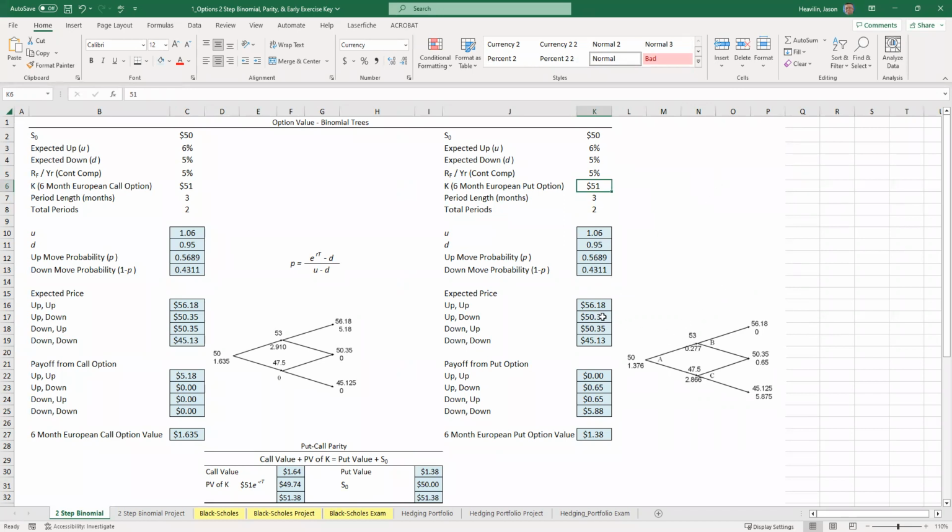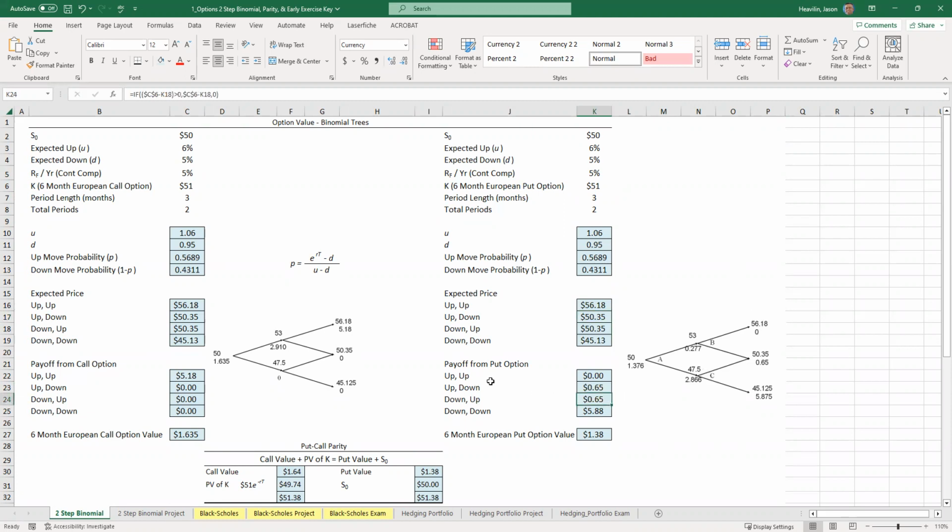Now, what happens when it's 50.35? That's a different story. That means that you are selling it for 51 and buying it for 50.35. So that's why here you see that 65 cents. So 0 here for that one, 65 cents for this one, because you can make that 65 cents per share, because you can sell it for 51 and buy it for 50.35.